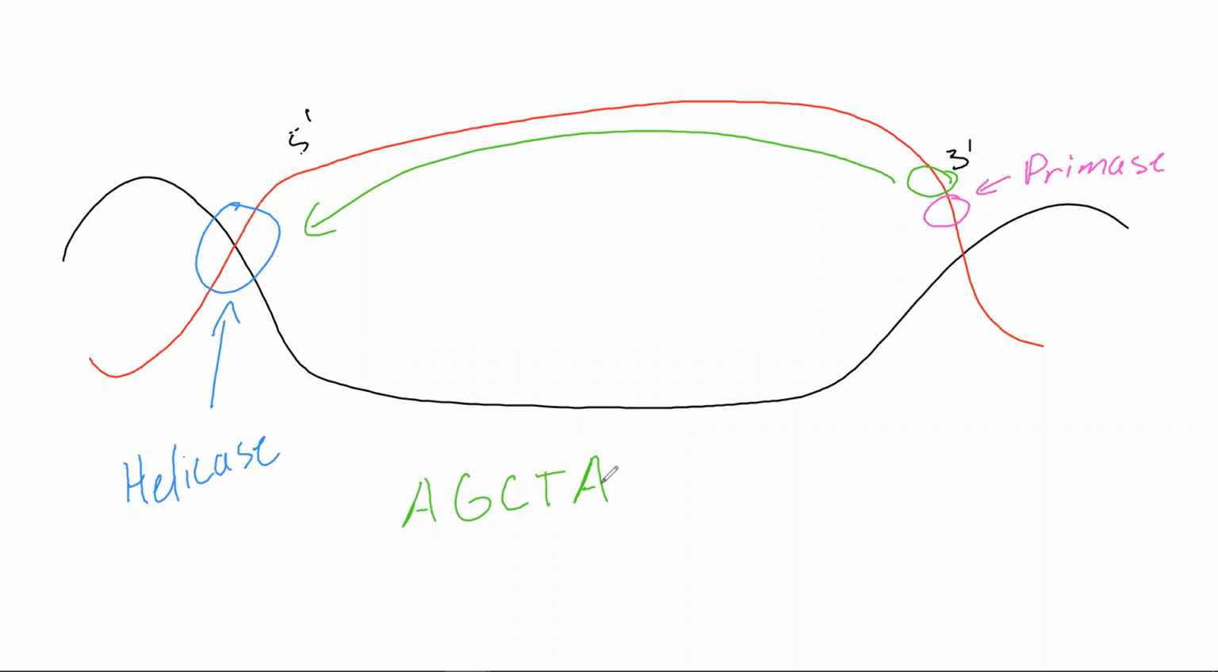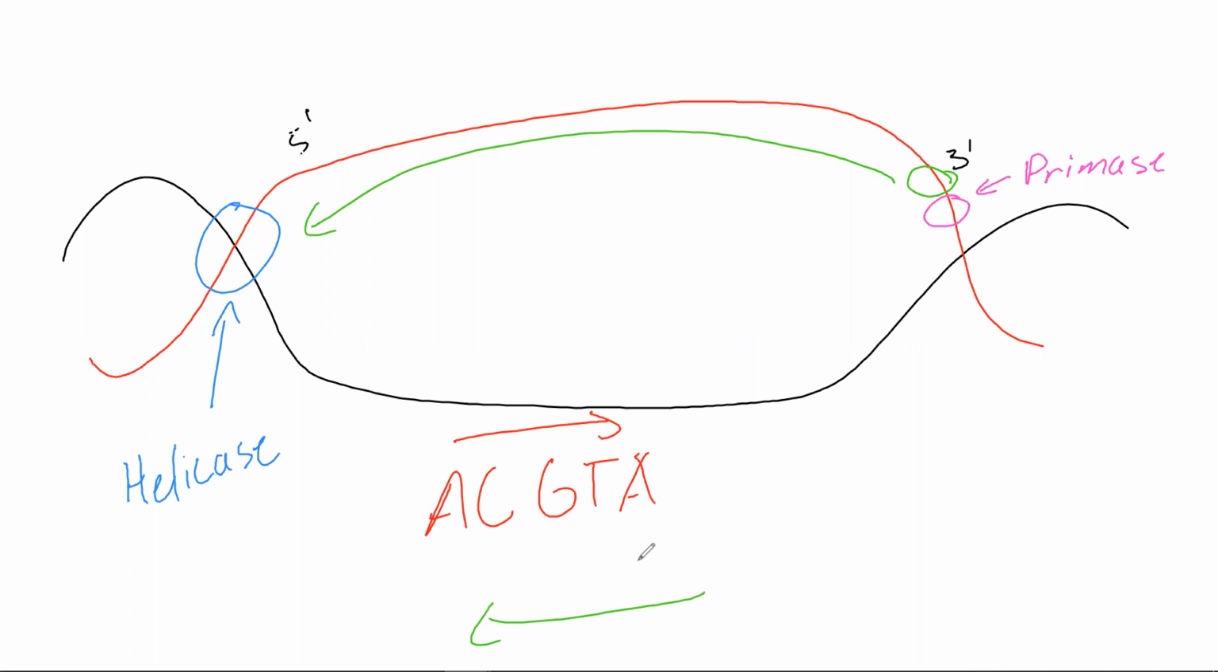Sorry, let me do this in red to not confuse people watching the video. Let's say the top strand is ACGTA. The newly replicated strand is going to go in the opposite direction, right? Remember, because this is going this way, we're going to go in the opposite direction, which means the DNA opposite of A is T. That becomes A, that becomes C, that becomes G, that becomes T. Does that make sense? Yes, good.